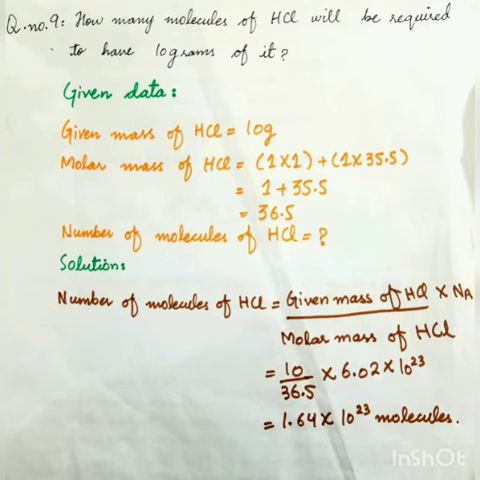We will put the values of given mass, that is 10, molar mass, that is 36.5, and Avogadro number, that is 6.02 × 10^23. When we solve this, we will get 1.64 × 10^23 molecules. So the number of molecules of HCl is 1.64 × 10^23.